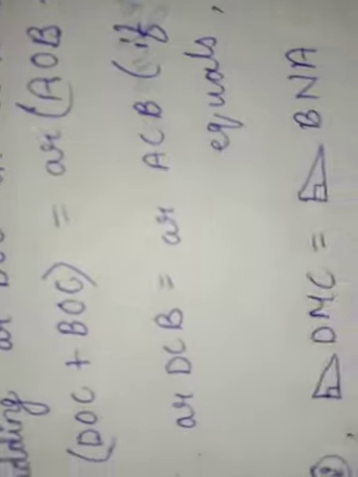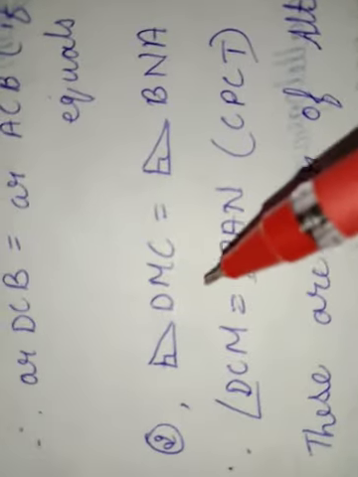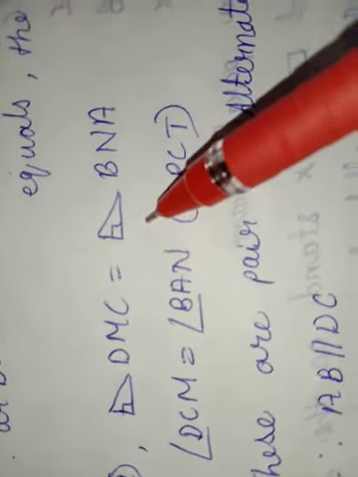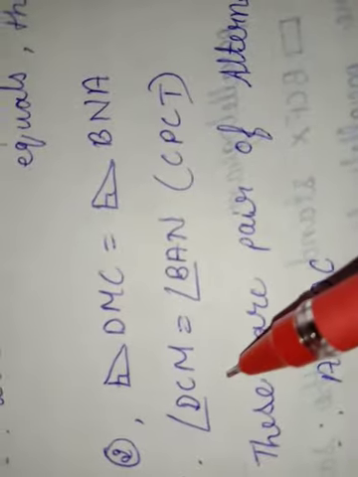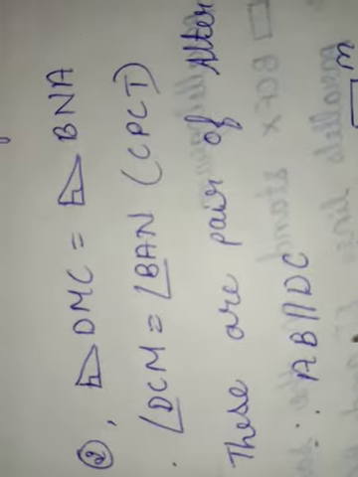Now, from 2, right angle triangle DMC is equal to right angle triangle BNA. DCM is equal to BAN by CPCT. These are a pair of alternate angles. Therefore, AB is parallel to DC. Therefore, ABCD is a parallelogram, DA parallel to CB. Now, let us move to the seventh problem.